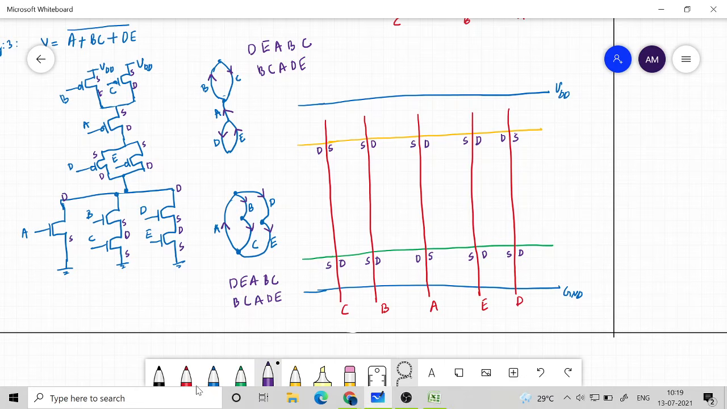So now let's make the ground connection. C source is grounded. Then E source should be grounded. So this is E source and A source, both should be grounded. Okay. Then the drain of A, B and D should be connected.